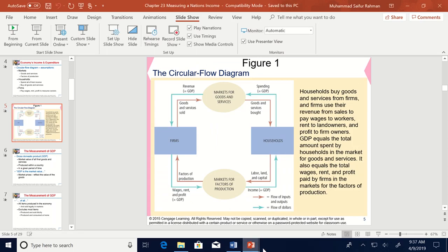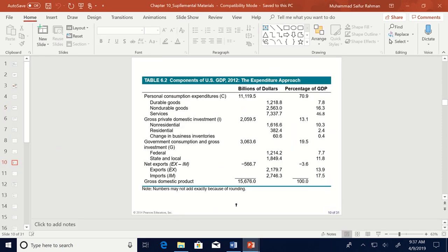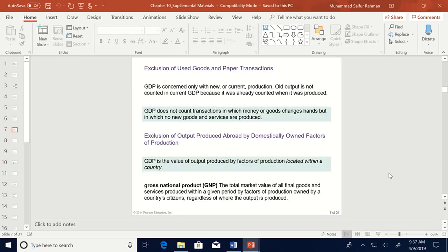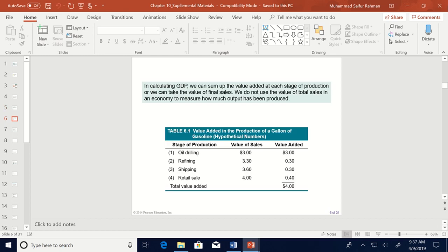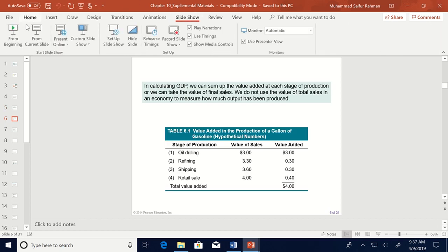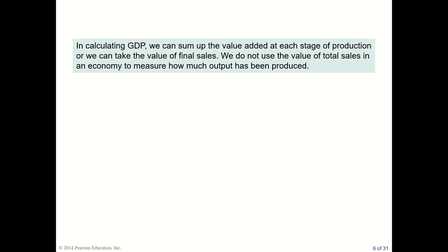The first supplemental material that I'm going to use is from a textbook that I used to use before. And this particular supplemental material will start with calculating GDP by this so-called value added approach, or in simple terms, the production approach. What is the production approach?